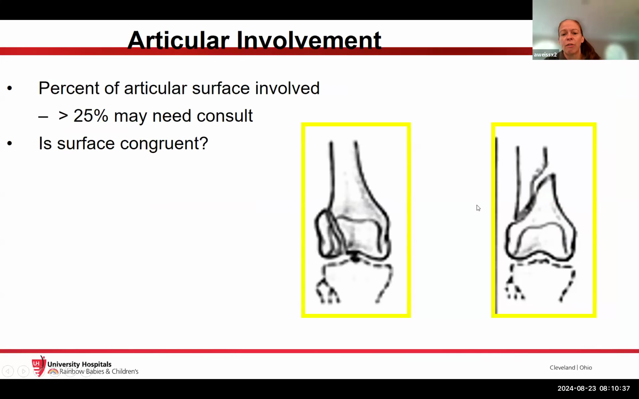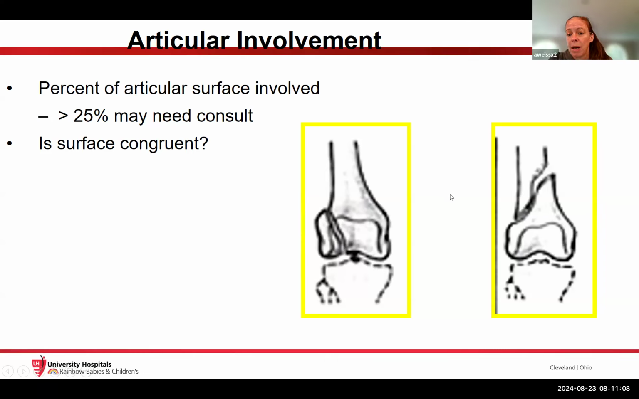And then articular involvement: typically we will at least run by the surgeons any fracture that involves more than 25% of the articular surface. So this right here is about 30% of the articular surface. And then we may get a CT scan to determine whether or not the articular surface is congruent. If not, oftentimes, particularly in the femur or in the distal tibia, they need to be completely congruent to decrease the risk for post-traumatic arthritis.